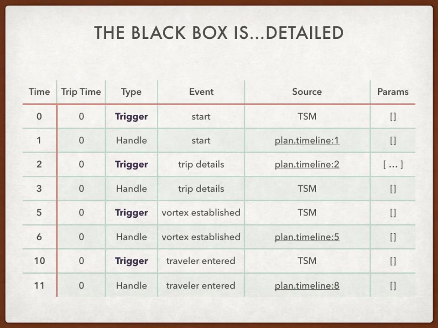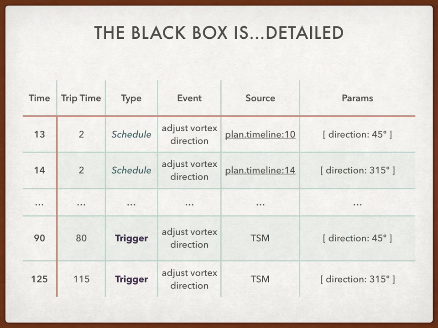The black box is incredibly detailed. It basically is a record of every single thing that happened, who did it, where it happened, when it happened, what values were given, right? We can see here, trigger was started by the Time Space Manifold, that we handled the start event on the first line of our code, et cetera. We can see how we're scheduling events to be sent, and then later the time space manifold is sending them actually on our behalf. We can see the values that were being sent.